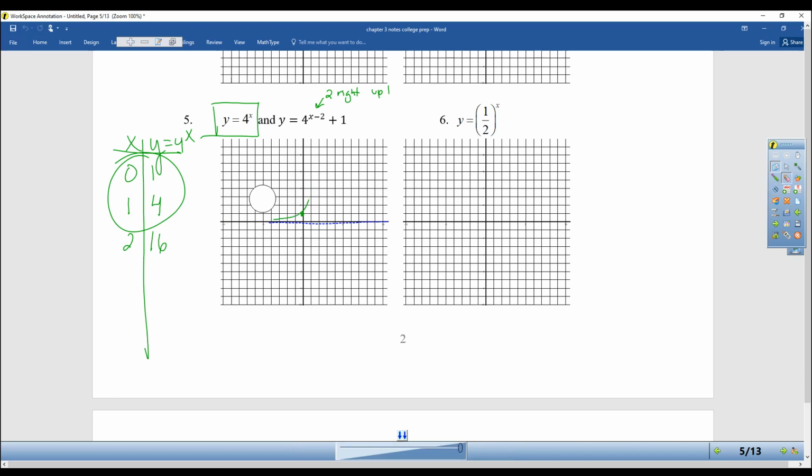I am going to erase it. But I still want these points over here. So now I'm going to go 2 to the right and up 1. This is my new origin. And if that's the origin, that's where the asymptote goes. The asymptote is always on y is equal to 0, which in this case is right there.